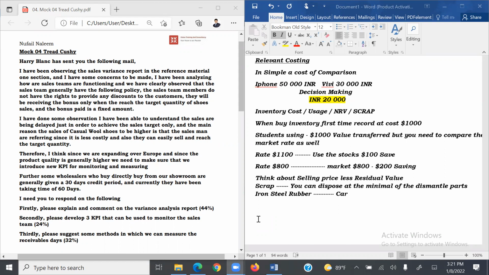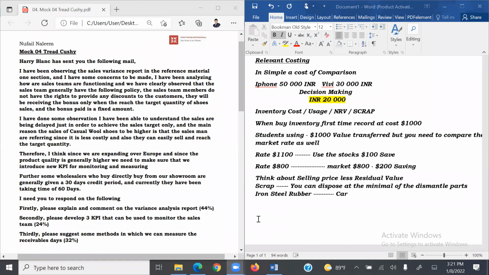I won't reveal your name, but I will transfer that to the WhatsApp group so that the entire classroom will get the understanding, because knowledge should always be shared and knowledge will never go away even after your death, because knowledge will be transferred to the next generation.